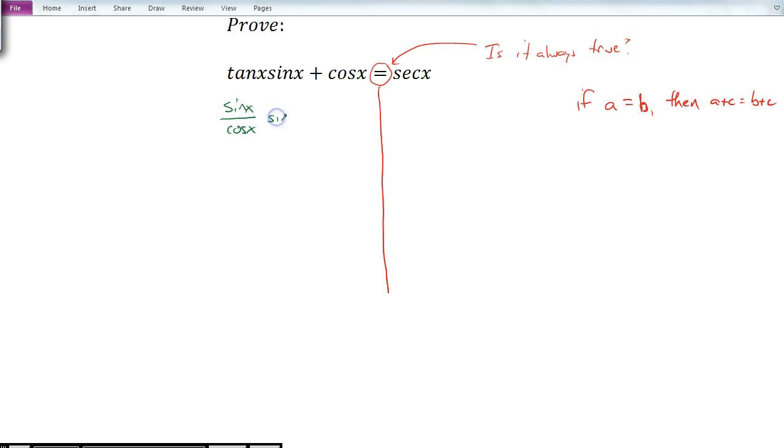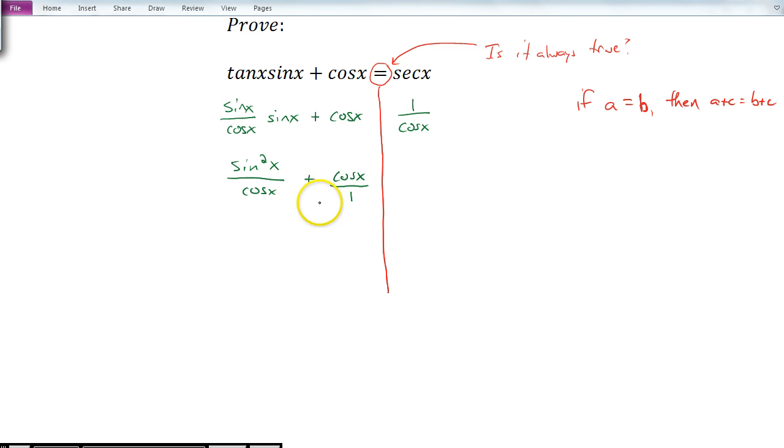Then we have sine x here, multiplied by that, plus cosine of x. And on this side of the supposed equation is 1 over cosine x. So if I can somehow make the left side look like the right side, then I've done my job. So how can I make this look like this? Well, it looks like I've got sine squared x over cosine x plus cosine x. And now I've got really like cosine x over 1.